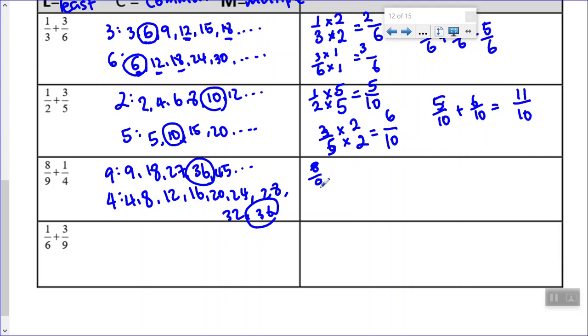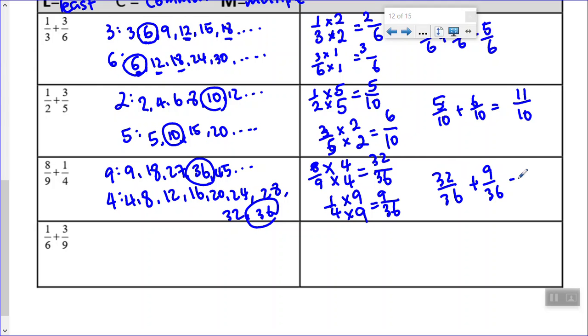So 8/9, you multiply by the same number. How do you make 36? 9 times 4 is 36. 8 times 4 is 32. 1/4, multiply by the same number to make 36. 4 times 9 makes 36. 1 times 9 is 9. So 32 over 36 plus 9 over 36. 32 plus 9 is 41 over 36.